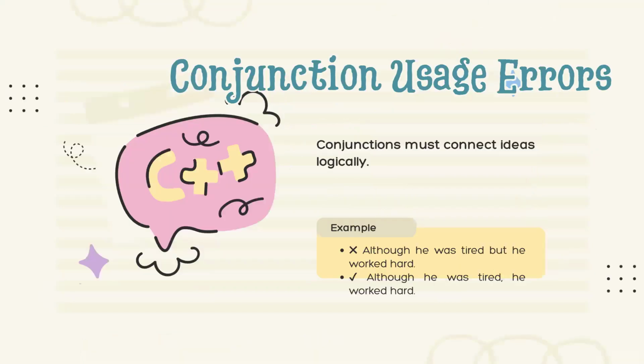Then we are having the conjunction usage errors. Conjunctions must connect ideas logically. Misusing them disrupts sentence flow. "Although he was tired, but he worked hard" is incorrect. The right sentence is "Although he was tired, he worked hard."